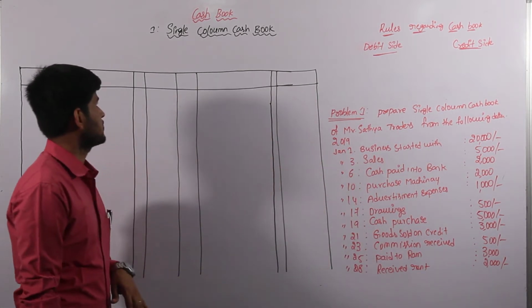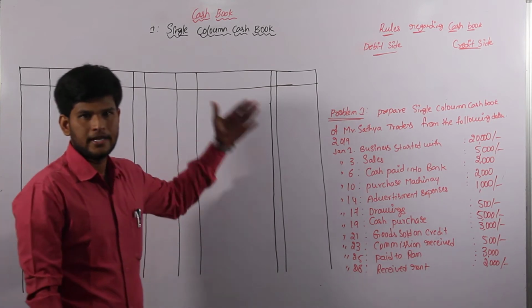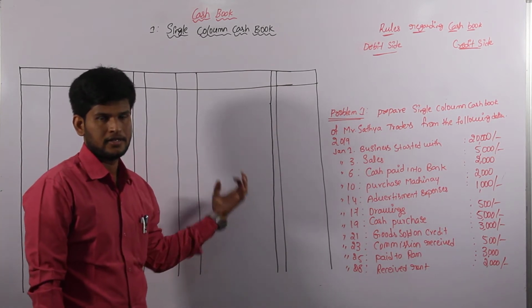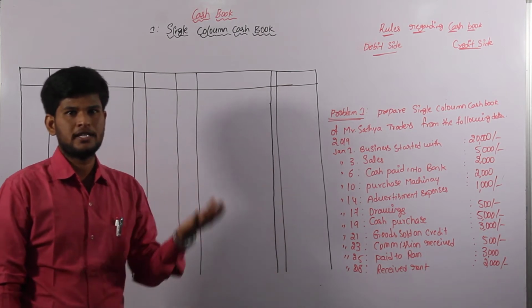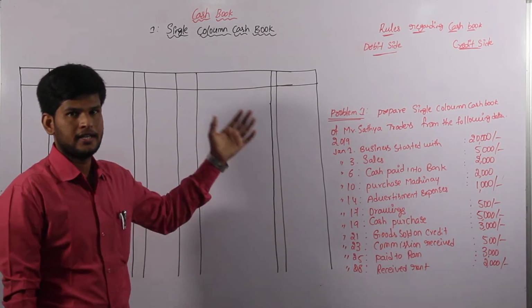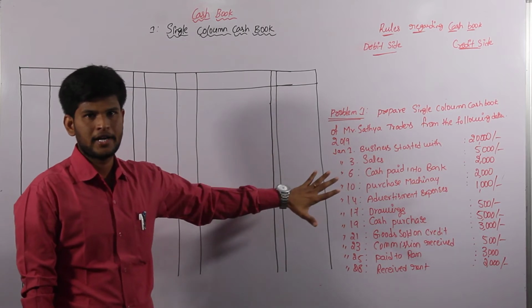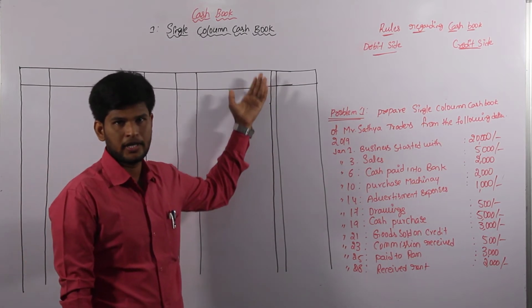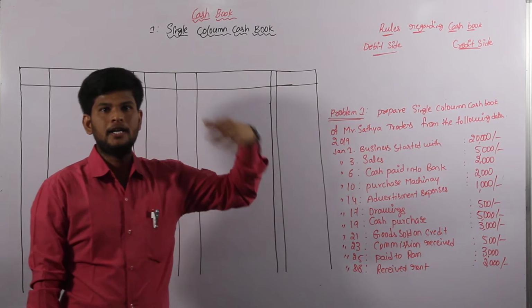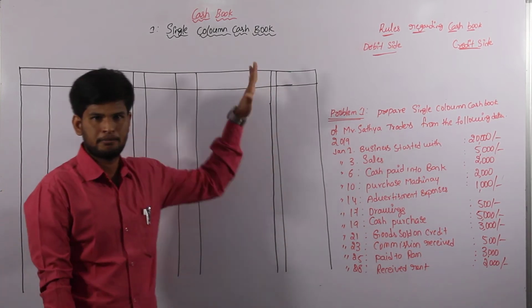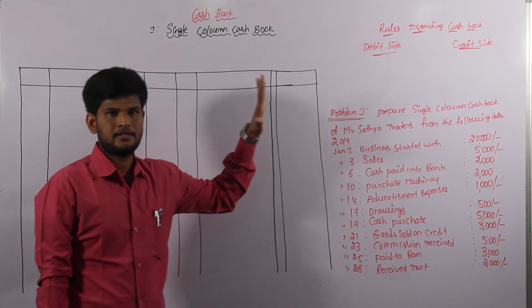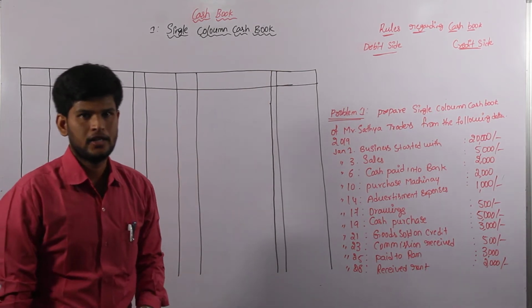Let us solve the single column cash book first, because single column cash book is the basic transactions. The two column cash book is the secondary stage, and the three column cash book depends on how to solve the single as well as two column cash book. Based on single column and two column cash book, we have to prepare three column cash book. Without solving single and two column cash book in the chapter, we can't write even a single transaction into our three column cash book.